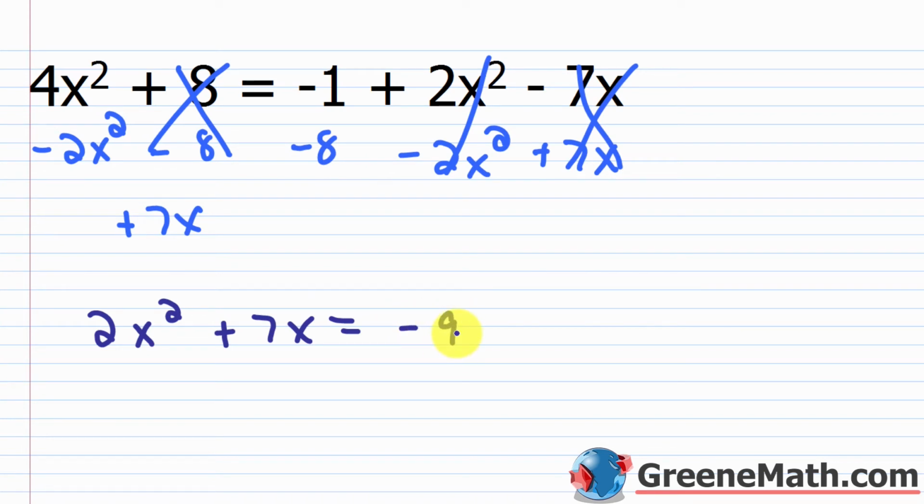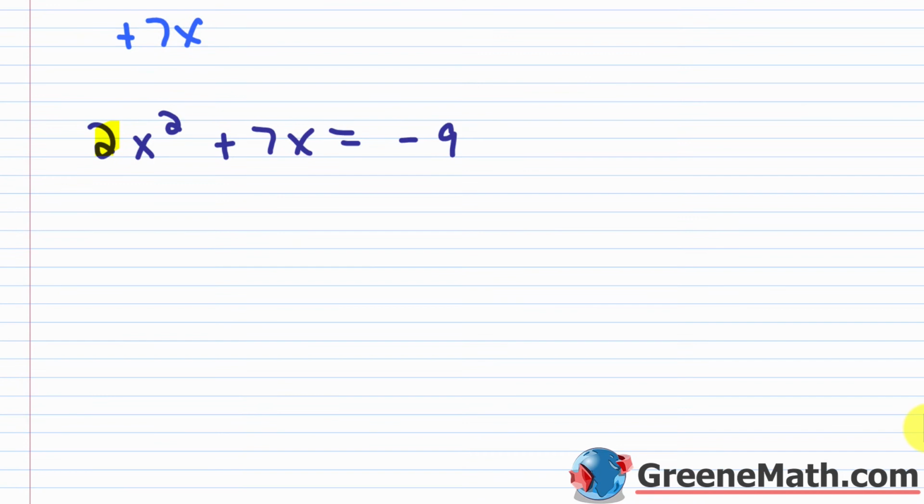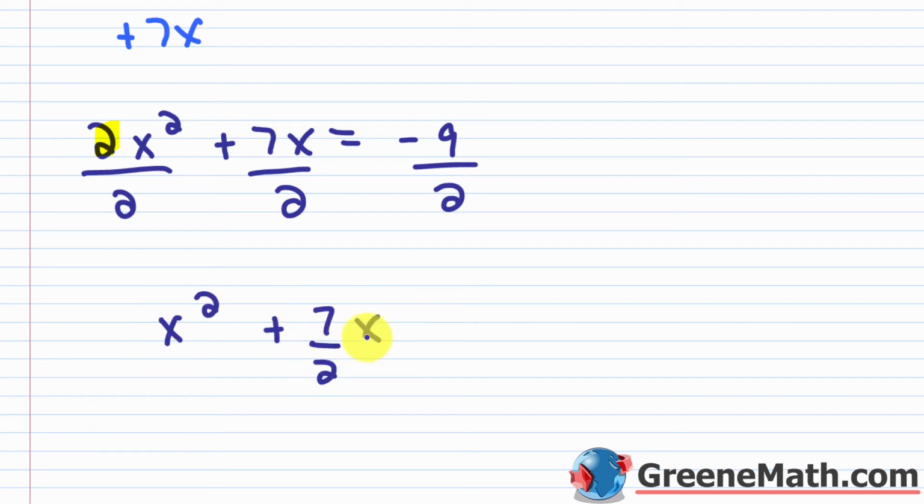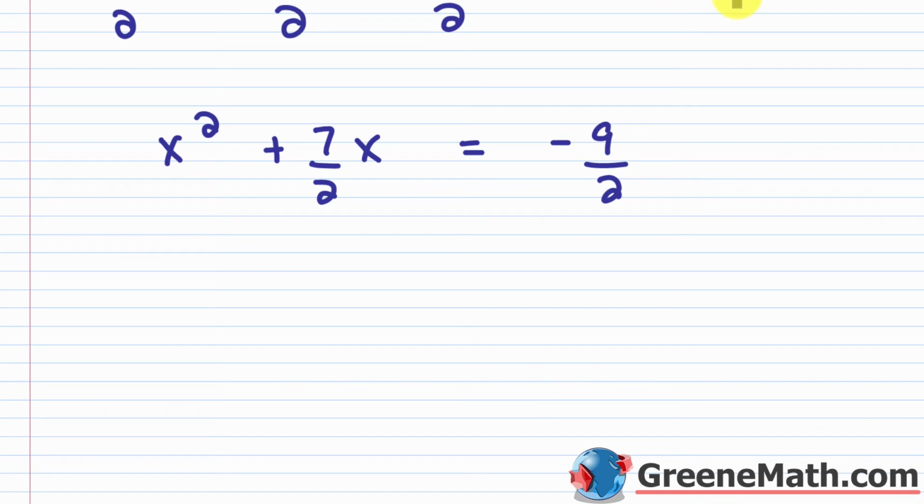Okay, so from here, I can now think about the coefficient of x squared. We've got to make that a 1. Let's scroll down, and I'm going to divide each side by 2. Okay? Make sure you do this step. Again, it's very crucial. So you have your x squared plus your 7 halves x is equal to negative 9 halves. Okay, so now I want to complete the square on the left-hand side.